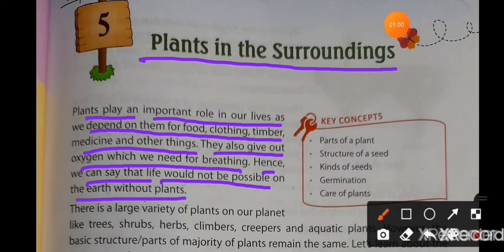Dear children, you all know that plants play an important role in our lives. We depend on them for food, clothing, timber, medicines and other things. They also give us pure air, that means oxygen, which we need for breathing. That's why we can say that our life would not be possible on the earth without plants.